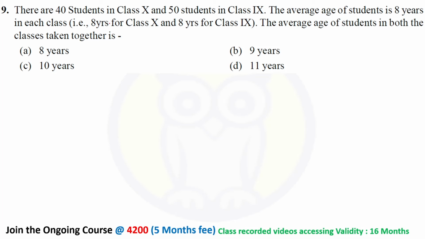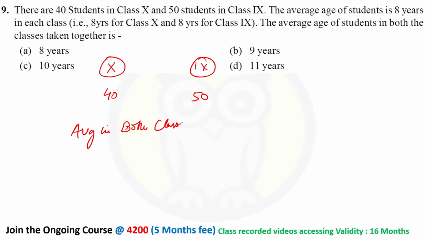Question number 9. There are 40 students in class 10 and 50 students in class 9. The average age of students is 8 years in each class. Find the average age of students in both classes.